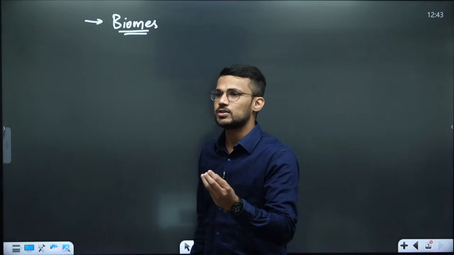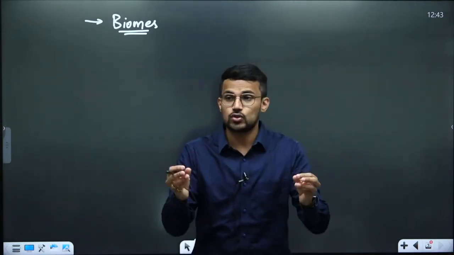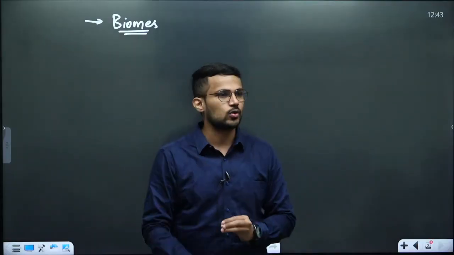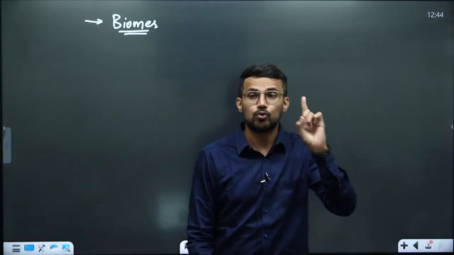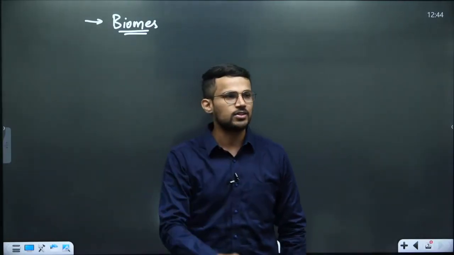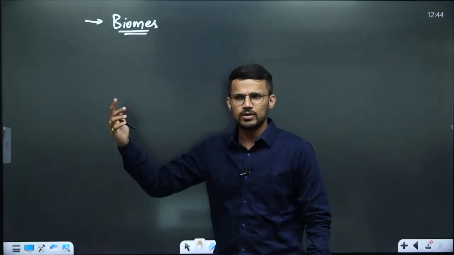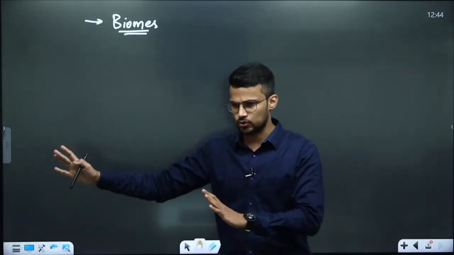So what are biomes? Biomes are the larger ecological unit, right, which consist of many ecosystems in them, right? And these larger ecological units are characterized by the type of vegetation. किस प्रकार का vegetation है, that would determine the type of biome, right? And when we say vegetation, we are not excluding animals. Animals are also there, right?